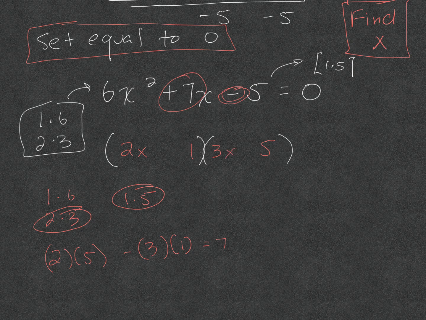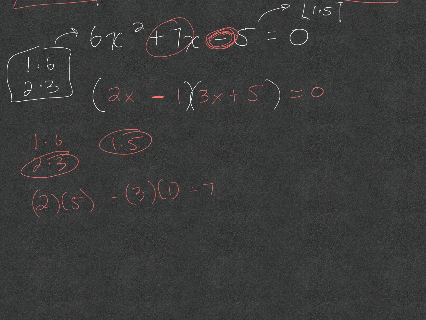2x times 1, 3x times 5. What should be positive? What should be negative? Again, if this sign is negative, there's going to be a negative and a positive. Well, the 10 has to be positive, right? So there's going to be a plus 5. And the 3 has to be negative, so there's a minus 1. And that's still equal to 0. Great. So we did it. Now, we're going to have 2x minus 1 times 3x plus 5 equal to 0.